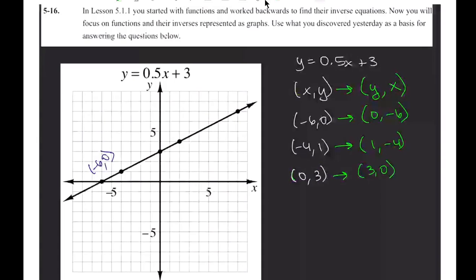And then just for the fun of it, let's just do one more. So this guy would be what, 2, 4? Inverse would be 4, 2. So now what do you think we're going to do with all of those green points? Put them on the graph, right? So let's see if we can do it. So 0, -6. 1, 2, 3, 4, 5, 6. 1, -4. 1, 2, 3, 4. 3, 0. 4, 2.